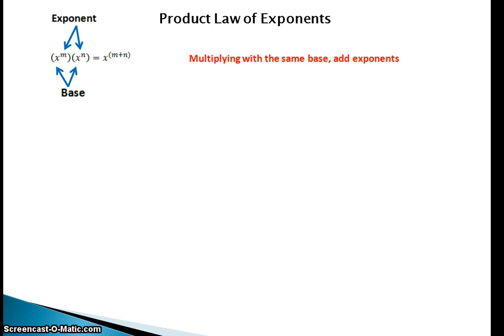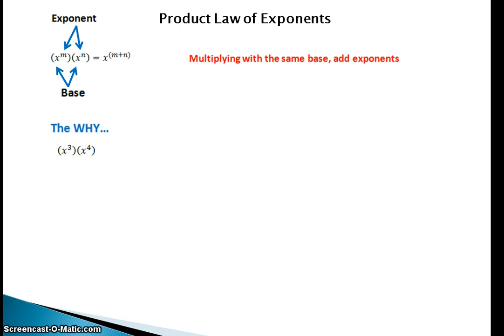The exponents are the m and n, and in this presentation I will use the word exponent and power to mean the same thing. So in this case we're multiplying x to the m power times x to the n power, so we can add those two exponents, m plus n. Now, why does this work?